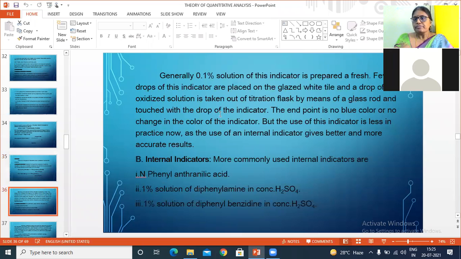That is the main thing. How we prepare it is very important. A 0.1% solution of this indicator is prepared fresh. That is, the potassium ferricyanide indicator has to be prepared freshly. A few drops of this indicator are placed on a glazed white tile, and a drop of the oxidized solution is taken out of the titration flask by means of a glass rod and touched with the drop of the indicator. So how can we prepare the solution freshly?